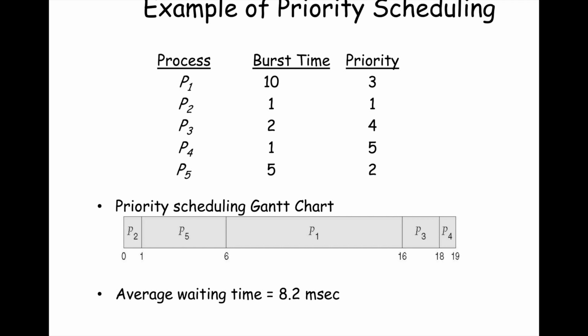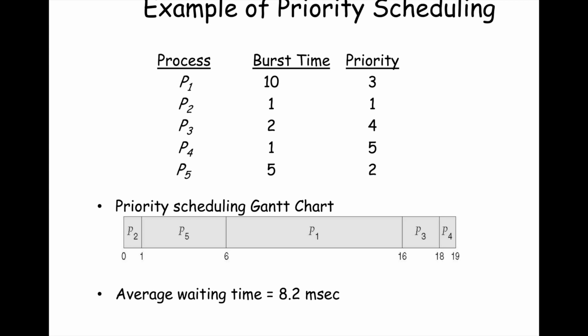It does so, and P2's burst time is 1, so at time 1 millisecond, P2 completes. So next, it looks for the next highest priority, that would be P5 with a burst time of 5. So from 1 through 6, P5 executes. P5 is selected next, and it finishes at time 6. Then after that, of course, P1 is selected. Its priority is 3. It's the next highest priority. Its burst time is 10, so it completes at time 16. Then we follow that with P3 for burst time of 2, and P4 finally with a burst time of 1.